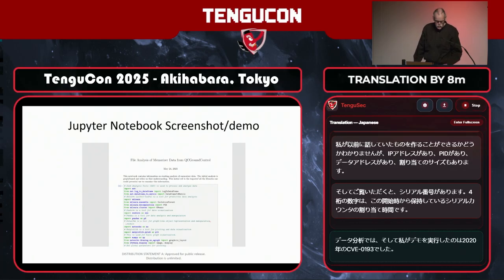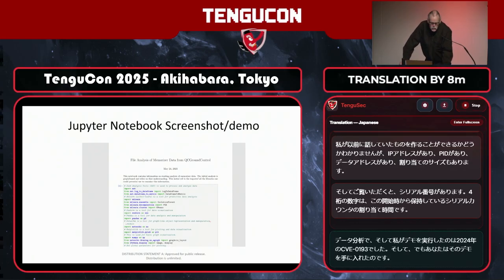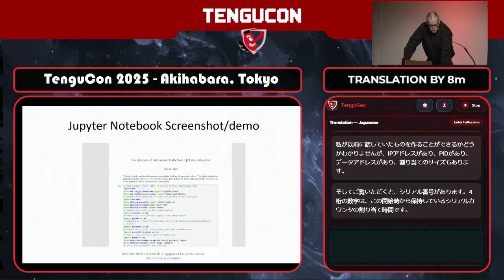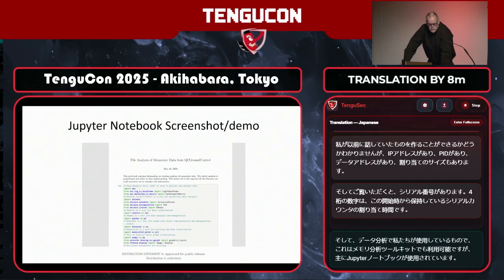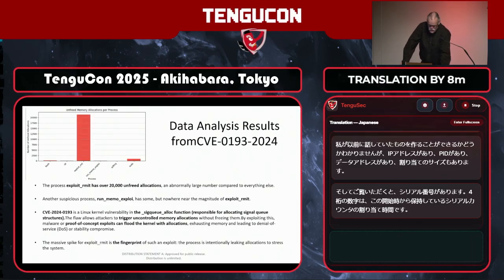What we use in data analysis, and this is available as well in the memory analysis toolkit, is mainly Jupyter Notebook, because our customers like to get the Python in Jupyter Notebook. There are lots of comments and it explains everything that's going on, and it makes interesting analysis results.